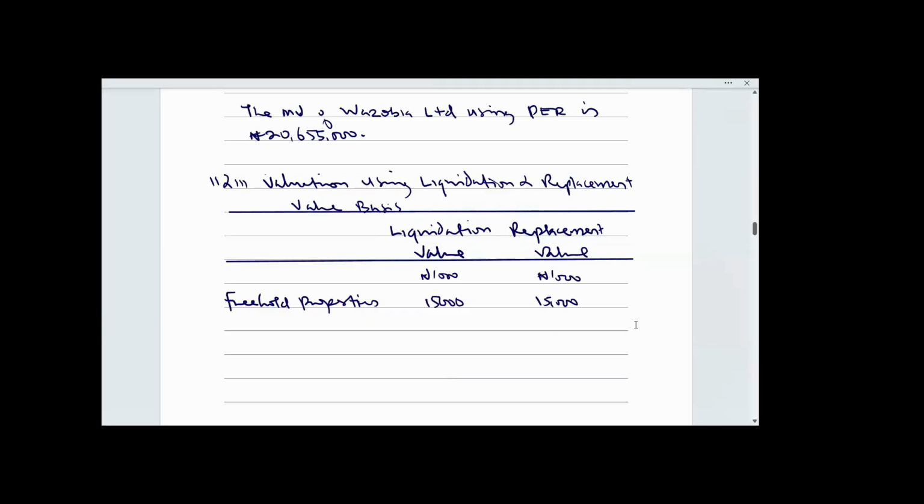What's the next asset from the balance sheet? Equipment. In the balance sheet, what's the value of equipment? 15,600 less depreciation. Under liquidation, how much is equipment? 5,400. So equipment under liquidation is 5,400. Under replacement, what do you have? 8,650.